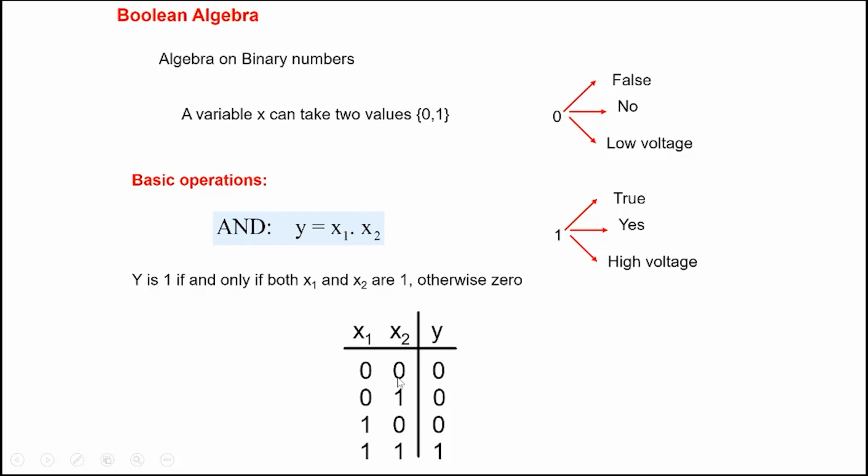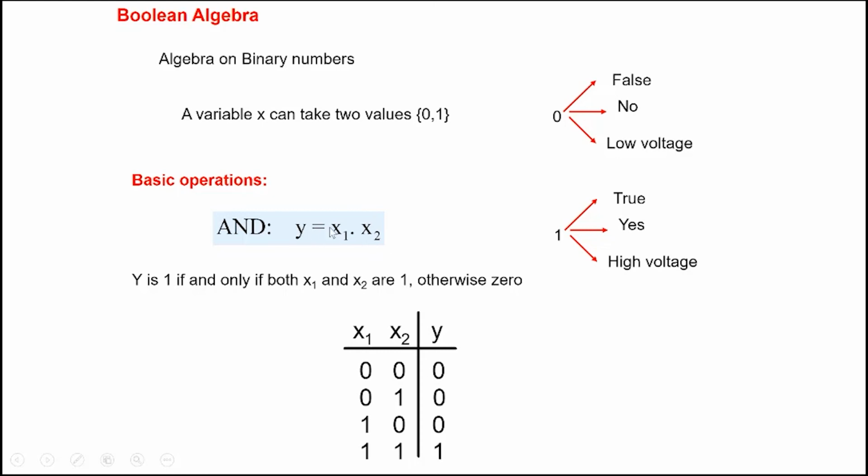A truth table tells you when y is true, given the different values that x1 and x2 could take. When x1 and x2 are 0, 0, y is 0. When 0, 1, again 0. According to the definition of AND, when 1, 0, again 0. Only when both x1 and x2 are 1, y is 1. So y is true only when x1 is true and x2 is true. A table like that is what we call a truth table.